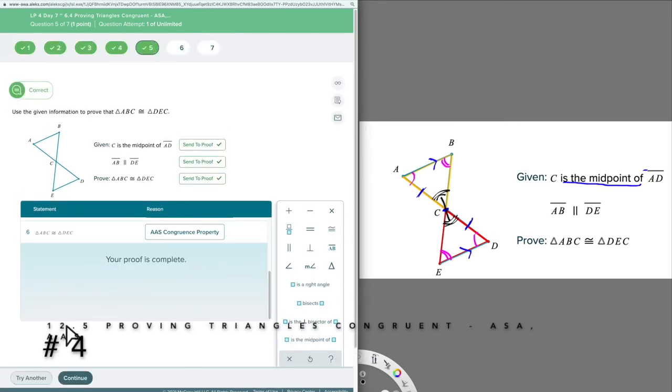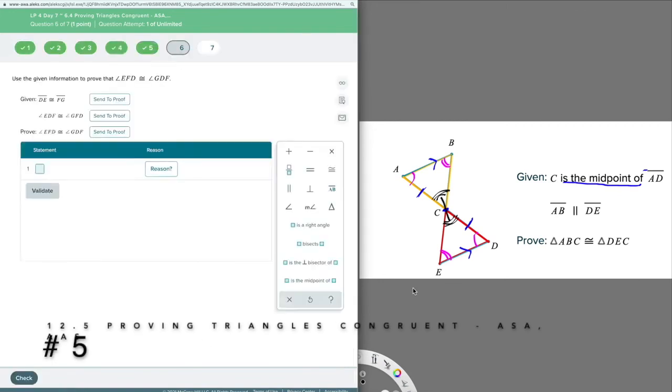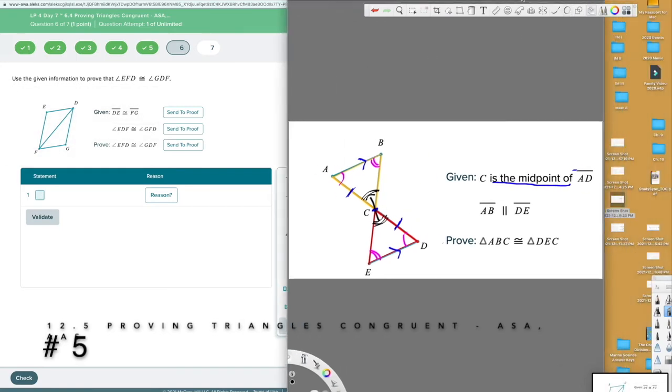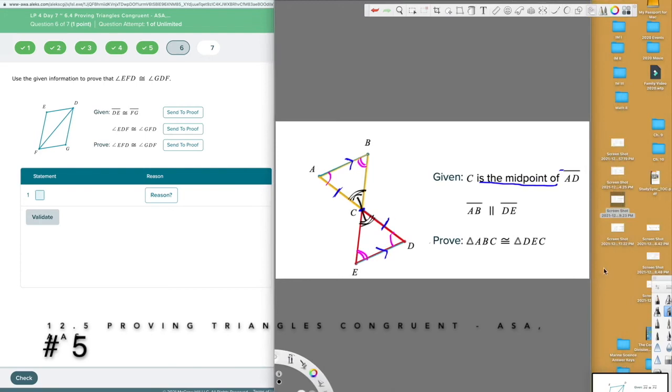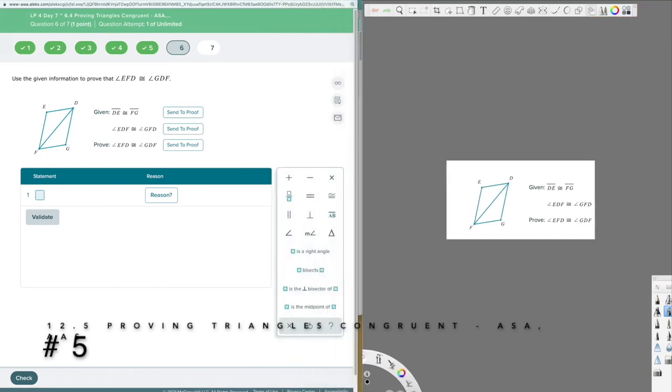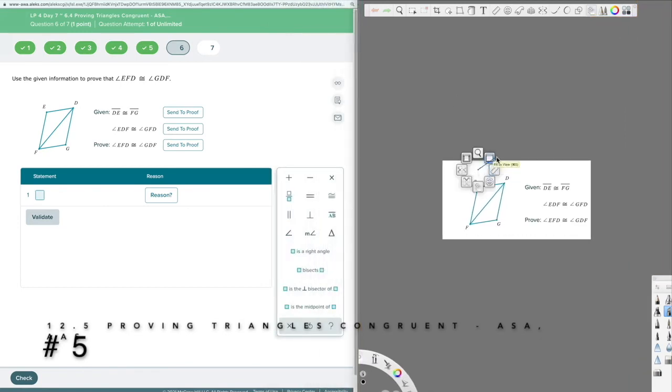I believe we're going to start using what's called CPCTC. Sounds like a whole lot. It sounds very fancy. It's the step after proving the triangles are congruent. So let me go ahead and copy this and I'll tell you what I'm talking about. Okay. So let's go ahead and view this guy and see what they're asking us to do.